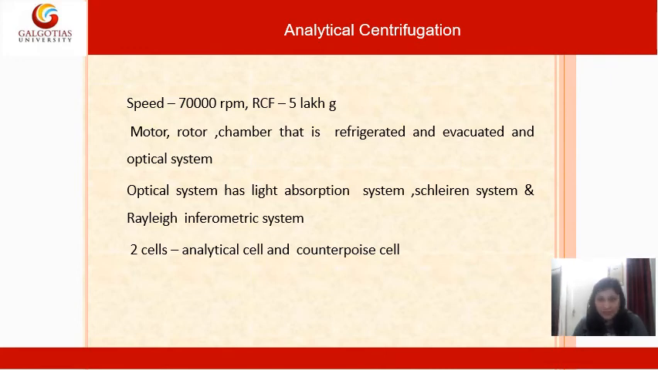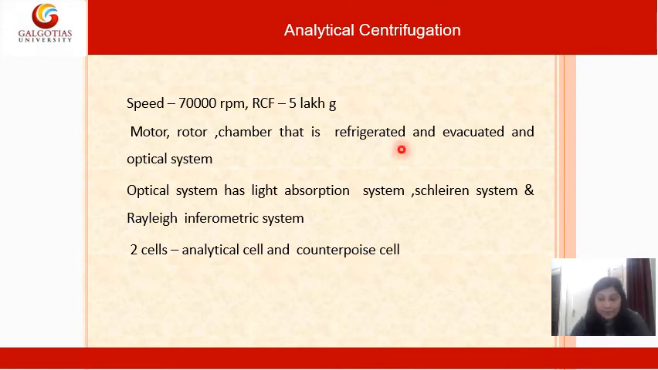Now coming to the last type, that is analytical centrifugation. The speed of analytical centrifugation is 70,000 rpm. RCF is 5 lakh G. These have a motor, rotor, and a chamber that is refrigerated and evacuated, and this is also mounted with an optical system. The optical system has a light absorption system, schlieren system and Rayleigh interferometric system. This has two cells, an analytical cell and a counterpoise cell.